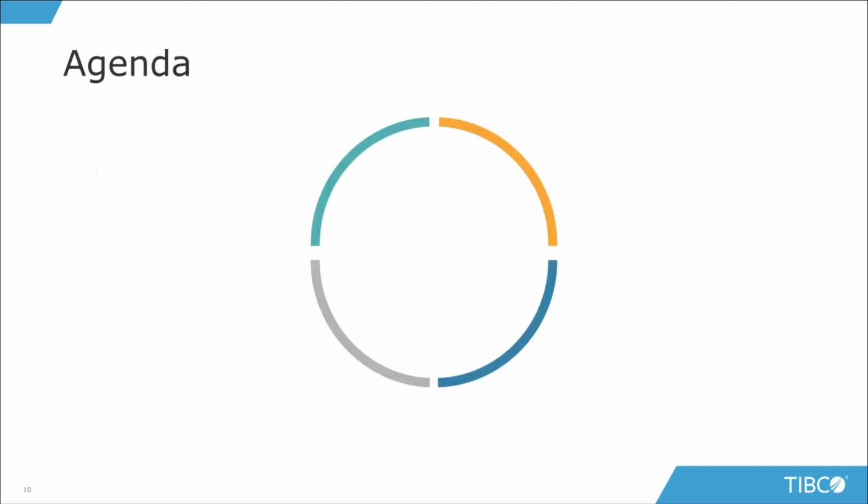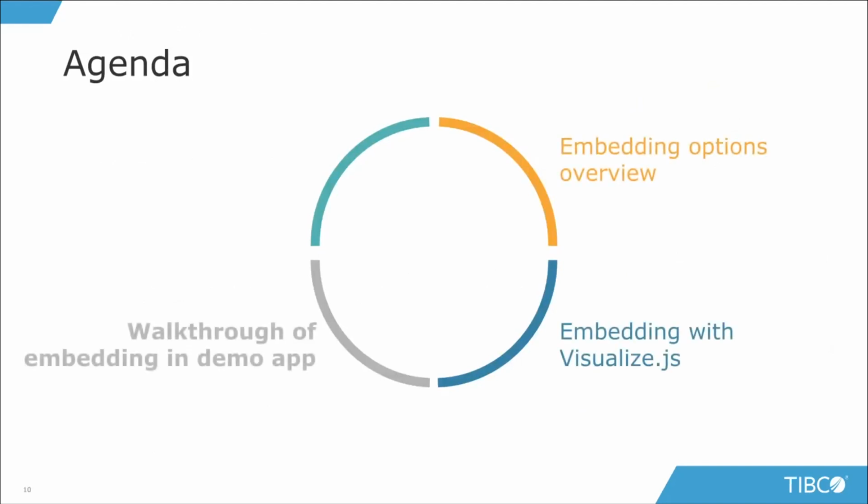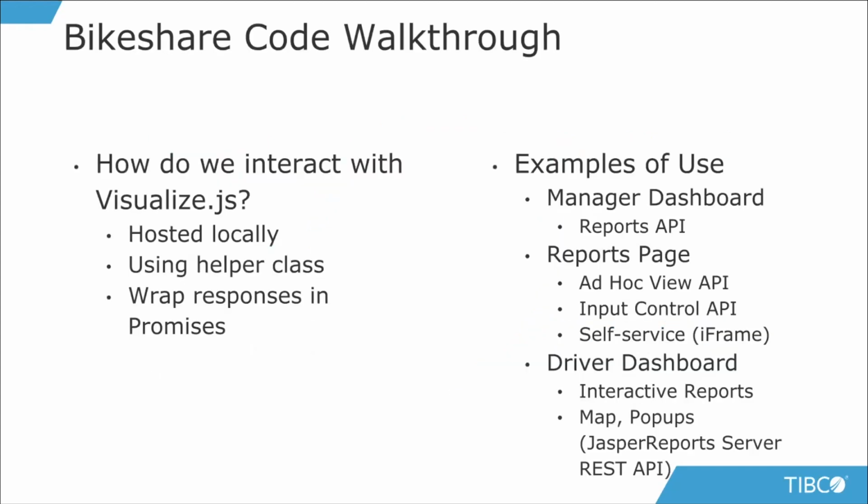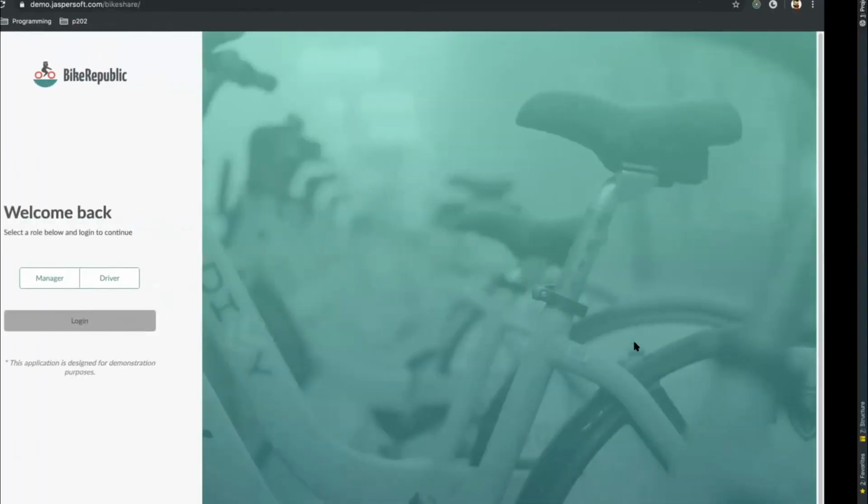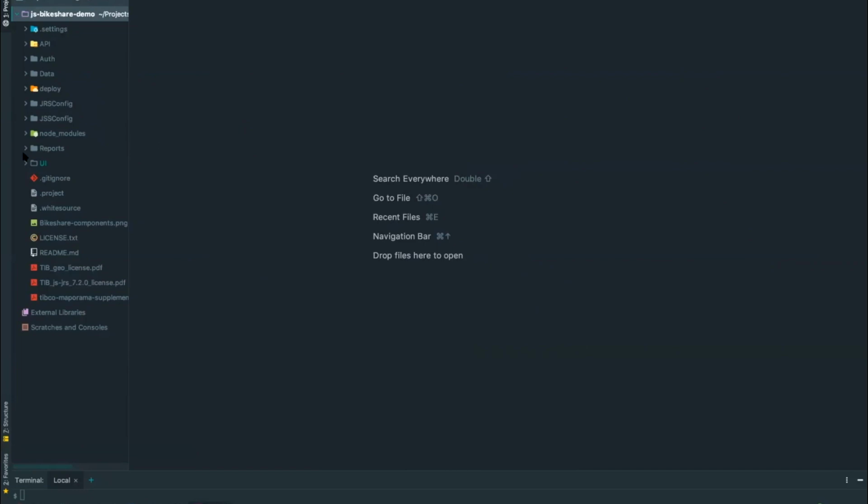And then next we're going to actually get into some code. So we're going to walk through a bit of the data. So let's talk about some code. We want to interact with Visualize, so let's talk about how we do that. Let's go over to our code here.